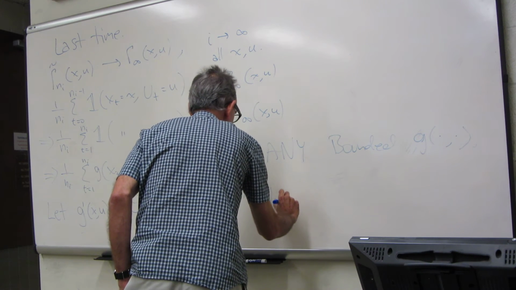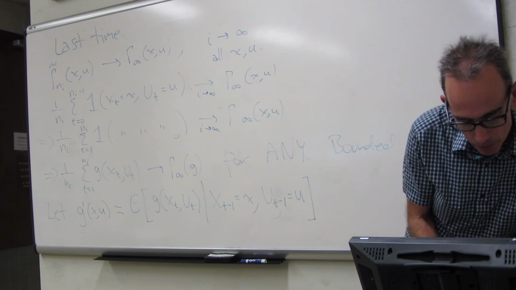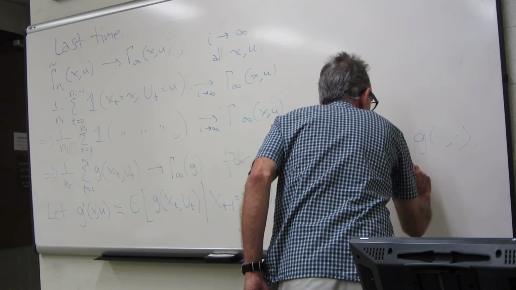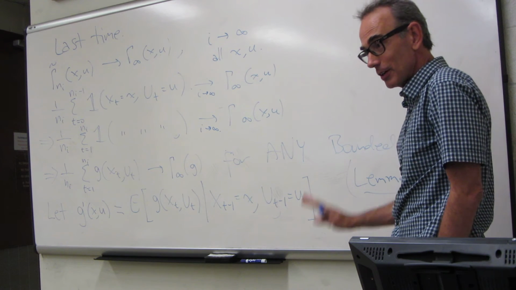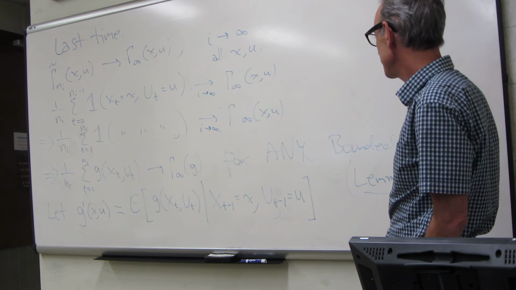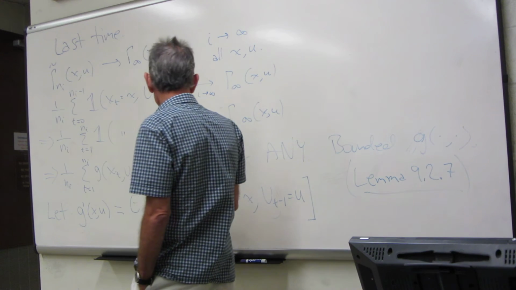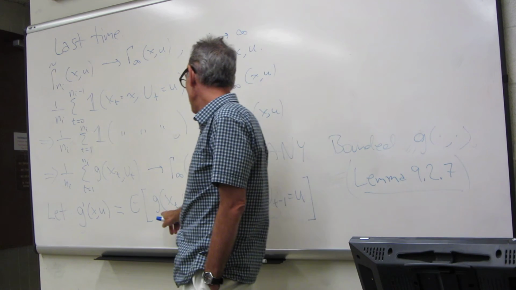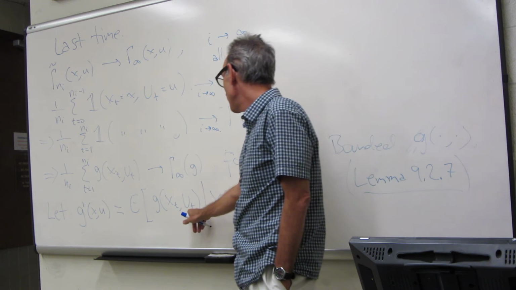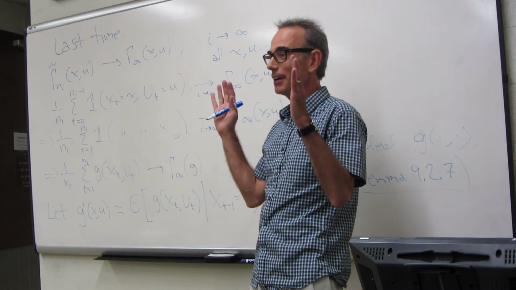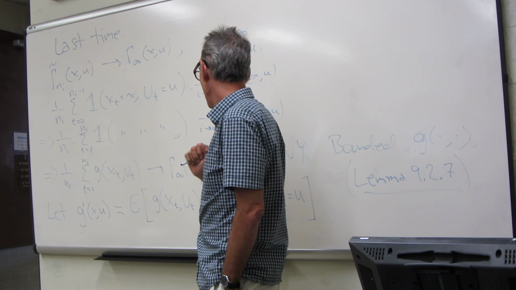Here's where things got a little confusing last time. If you look at lemma 9.2.7 of the book, you'll see this laid out very slowly, and that's what I was doing a bit too quickly last time. But here's the trick. Let's look at the initial expectation of any test function, and I'm going to define a new function of x and u, which is the conditional expectation of g one step in the future, given x and u. It's just another function on state space. It doesn't depend on time, because X, U is going to be a controlled Markov chain under this stationary policy I'm defining.